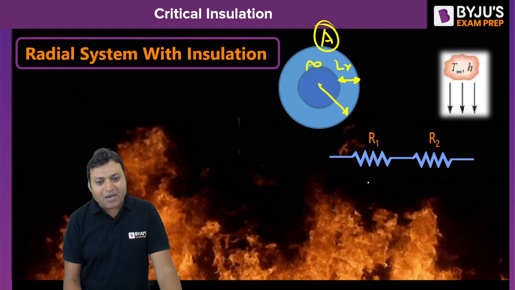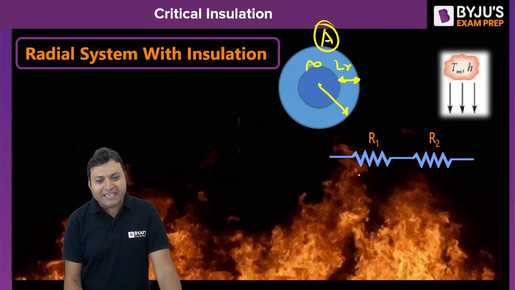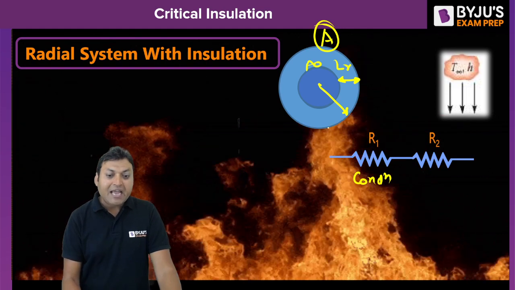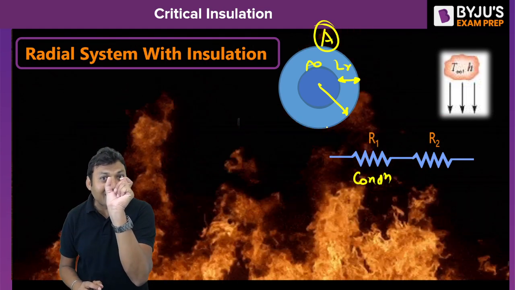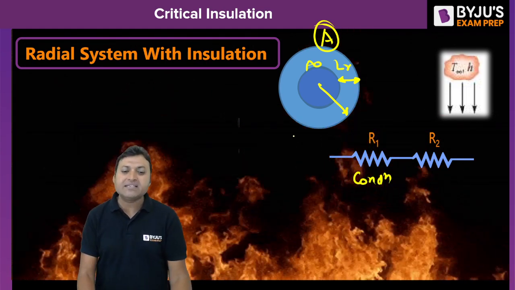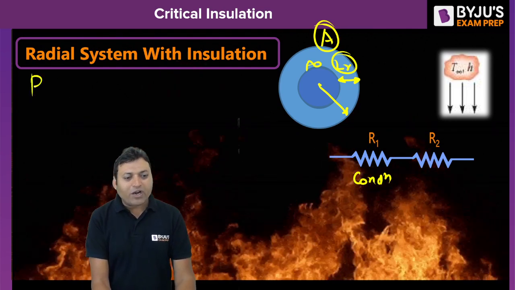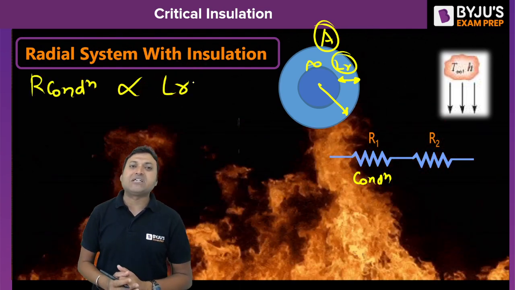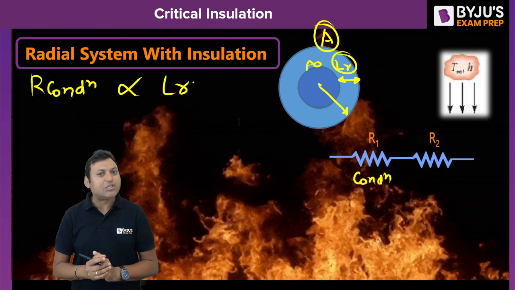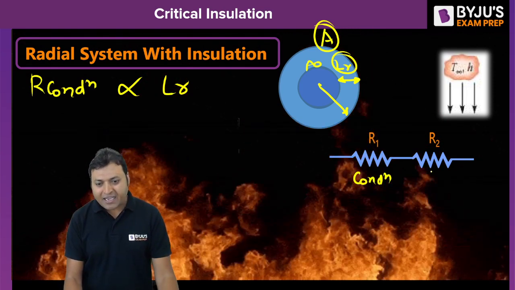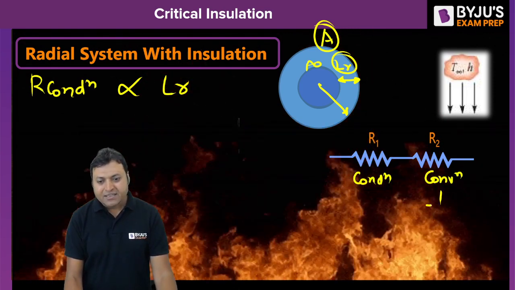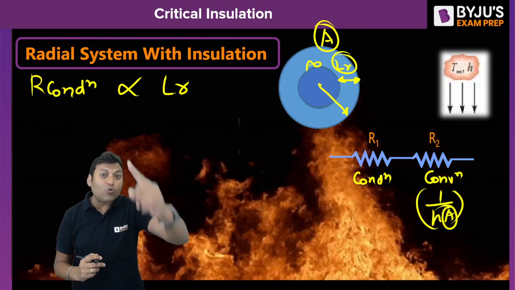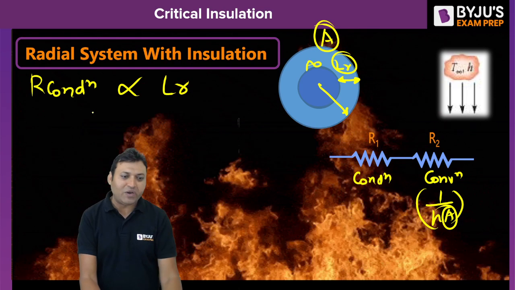So R1 can be written as R conduction, that is for conduction in the insulating material, and that will be decided by the thickness of insulation, which is called the radial thickness. So we can say conductive thermal resistance is directly proportional to the radial thickness of insulation, LR, and convective thermal resistance, that is 1 upon HA, is inversely proportional to the outside area after insulation.